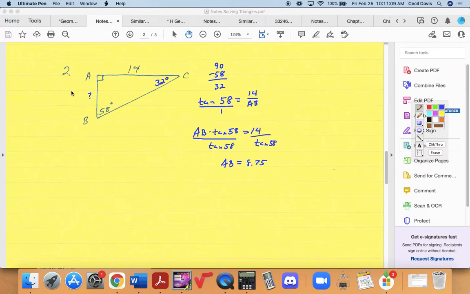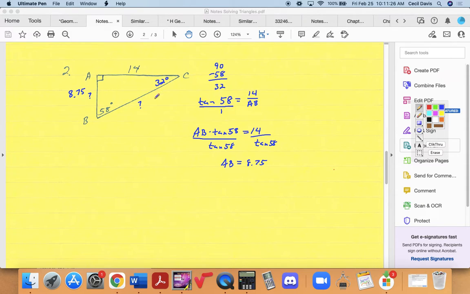Could we at least in theory do the Pythagorean theorem at this point? Yes. But since this is a rounded answer and you're going to have to square it, you're likely to get round off error if you do. So I would do trigonometry again to find BC.